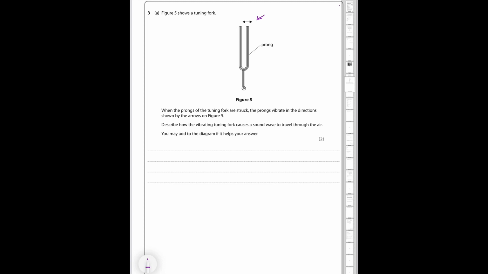So basically what's going to happen is when we strike the tuning fork, it's going to make the air particles vibrate. And because they're vibrating in the same direction as the way in which the wave is traveling, that's going to produce a sound wave.